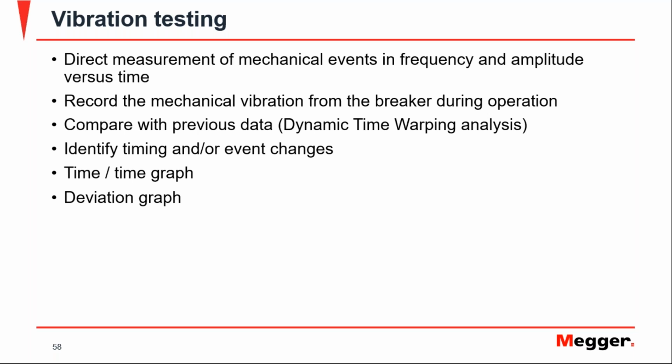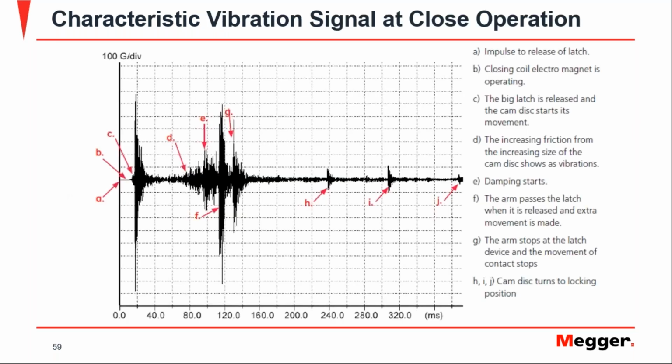So you identify timing or any other event changes, not only with the other measurements, but with the mechanical vibration. And because the mechanical vibration has an amplitude, as the mechanical condition changes, that vibration is going to change, and you can detect things there probably at an earlier stage than you would with conventional timing. So this is a typical characteristic vibration signal at a close operation.